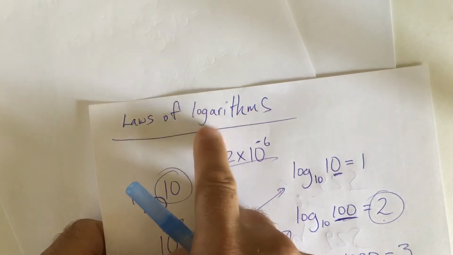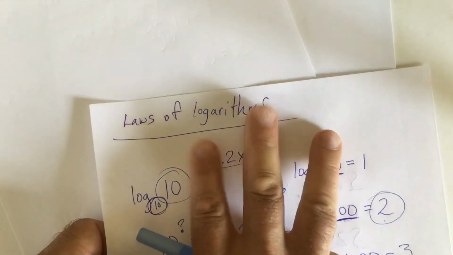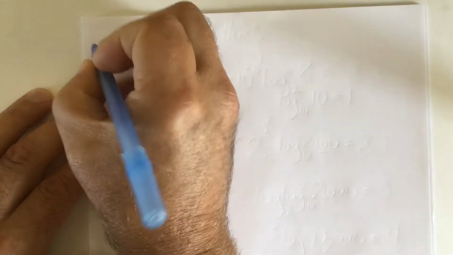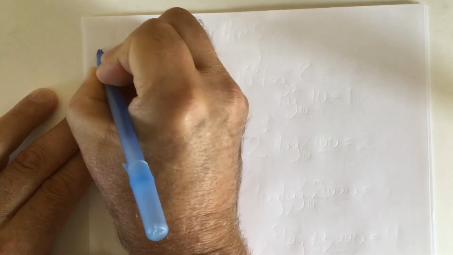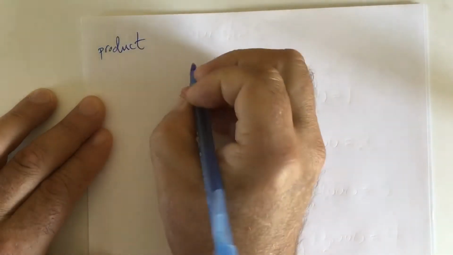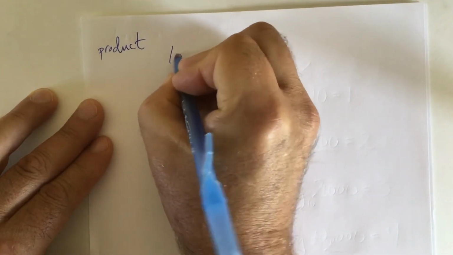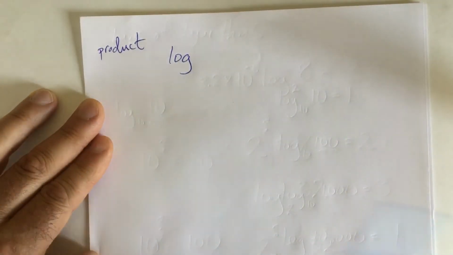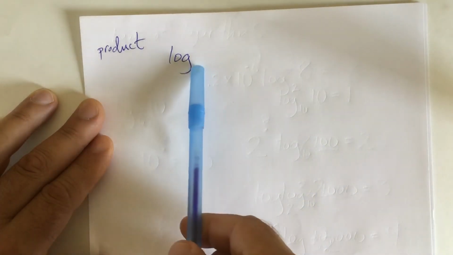So here we go. The laws of logarithms, there are 3 of them. The first law is called the product rule. So we have laws of logs. The first one is called the product rule. Now, on your calculator, if you wanted to, you could punch in any base you want, right? You can use any base you need to.